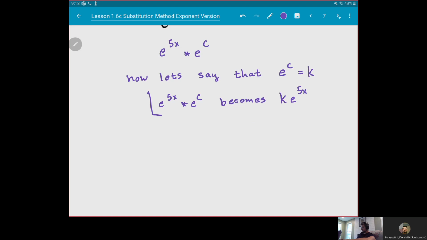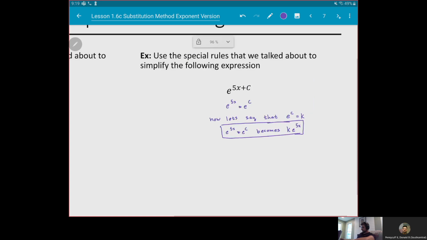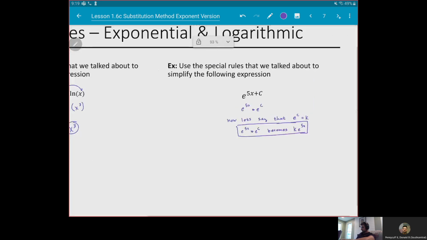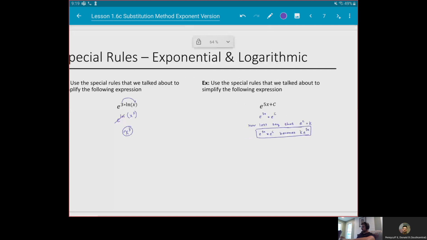So this right here is something we will use a lot in differential equations. Okay. So that's just using the rules we talked about on the previous page to split things apart, cancel stuff out, and make things a lot simpler. Okay.